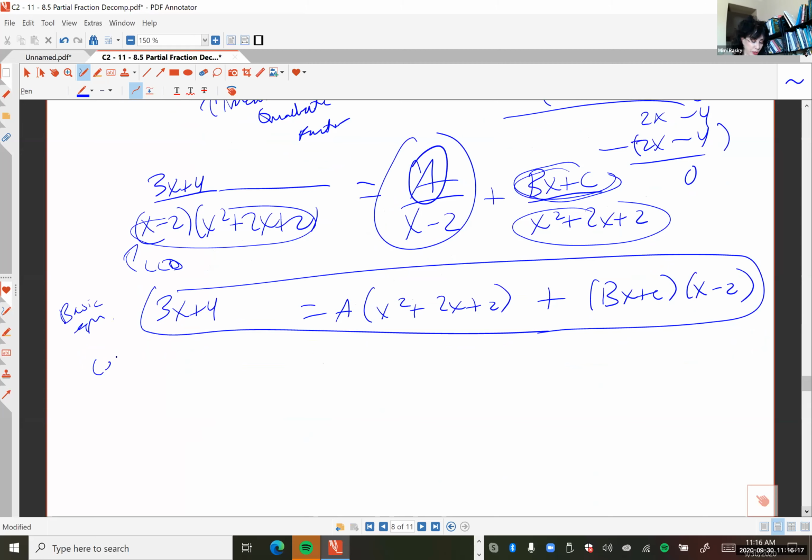Okay, now back to the basic equation. I'm going to let x equal 2. And when I substitute x equal 2 everywhere that I see an x in this big old basic equation, this term is going to go to 0 because 2 minus 2 is 0. So it's a big fat 0 here.